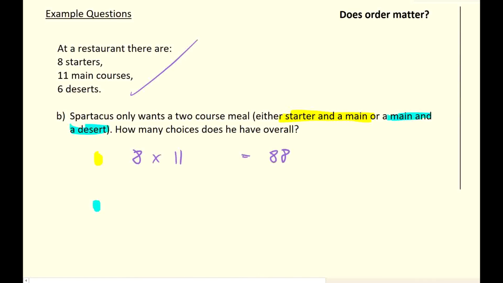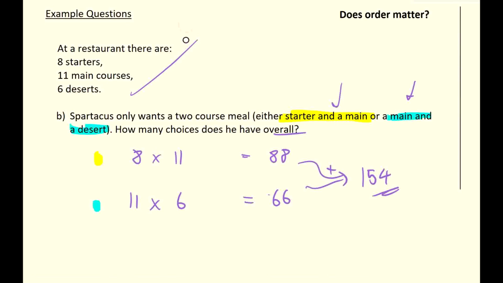Then for the main and the dessert, I have 11 choices for a main course and 6 choices for a dessert. So that will equal 66. So overall, he's going to have 88 plus 66 choices, which comes out at being 154. Okay, so you must work out each option separately and then add them together if you have more than one way to get his meal, or whatever the question might be asking.